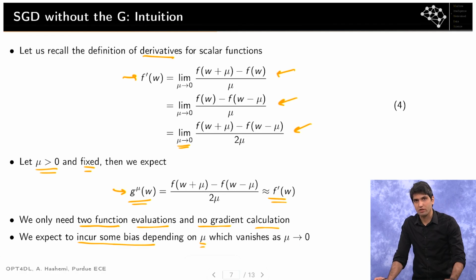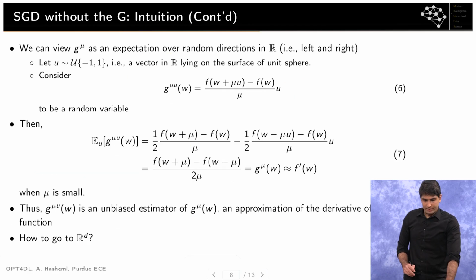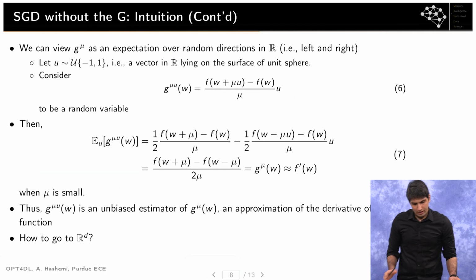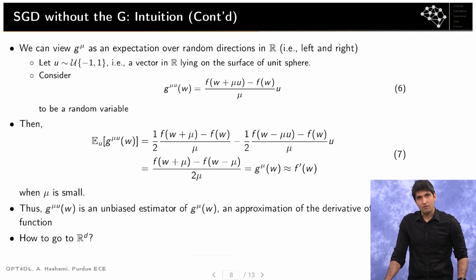Now the catch is that I think it is intuitive to expect to incur some bias depending on mu, right? So the smaller the mu, the better the approximation, and therefore the smaller this bias. And surely, as mu goes to 0, the bias vanishes, and our approximation converges to the true derivative of the function. All right. So hopefully that gives you an idea of what we want to do.